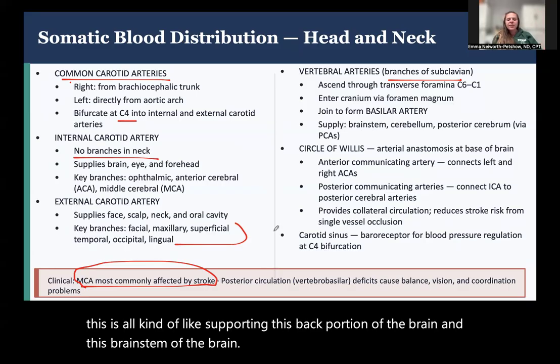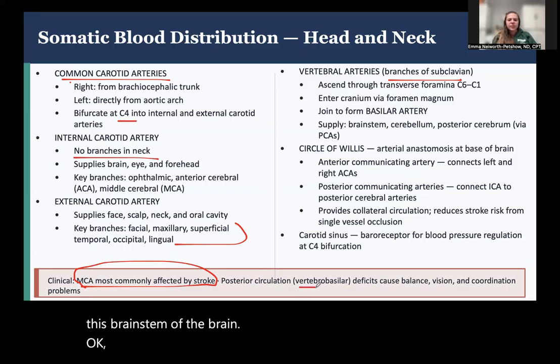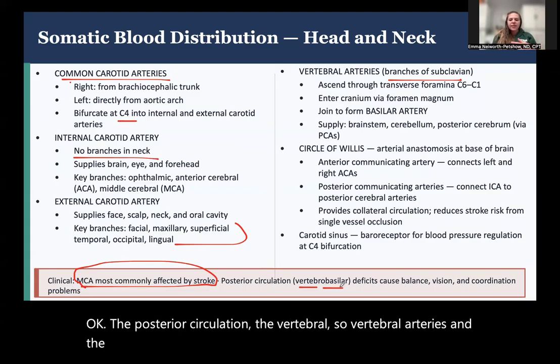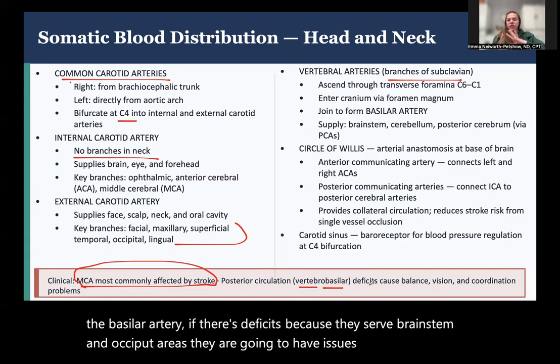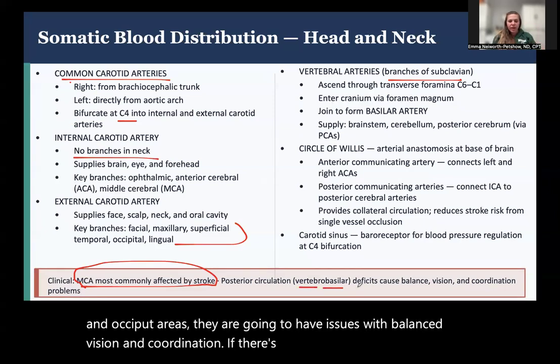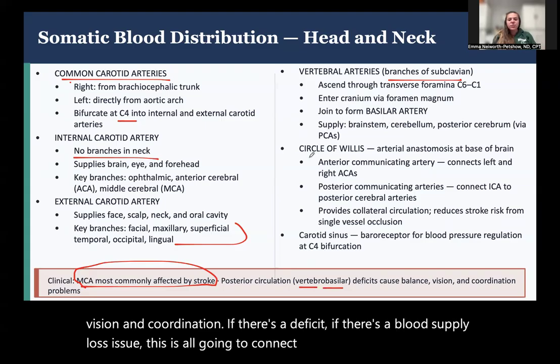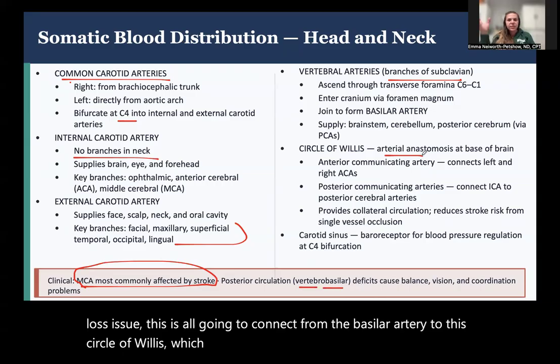Okay. The posterior circulation, the vertebral arteries and the basilar artery, if there's deficits, because they serve brainstem and occiput areas, they are going to have issues with balance, vision, and coordination if there's a deficit, if there's a blood supply loss issue. This is all going to connect from the basilar artery to this circle of Willis, which is an arterial anastomosis at the base of the brain, kind of where the brain's sitting on.